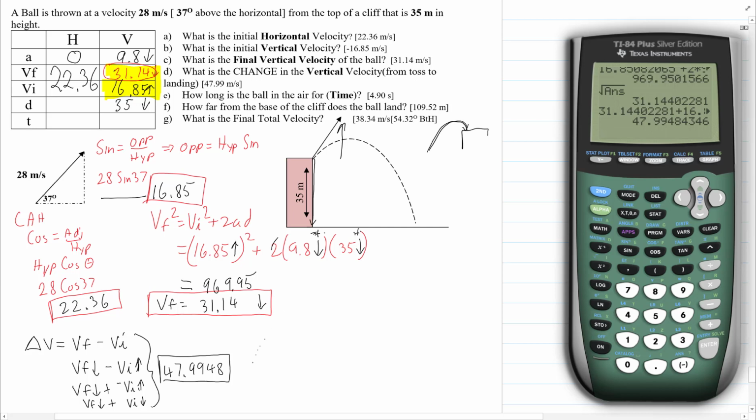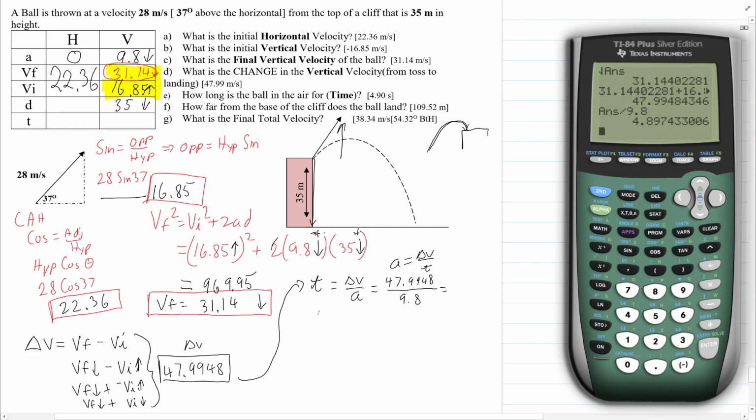Okay, and then the next step is to find out the time, because that's the change in velocity. Well, the time is the change in velocity over the acceleration, because that comes from the formula. Acceleration is the change in velocity over time, so we just rearrange that to get the time. We take the number that's on the screen, 47.9948, and divide that by 9.8. And we get the acceleration. No, we get the time. Divide this by 9.8.